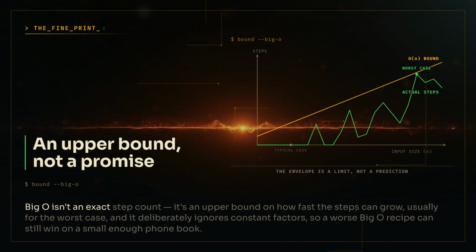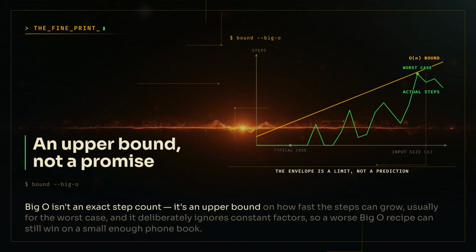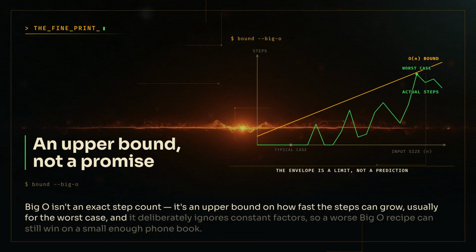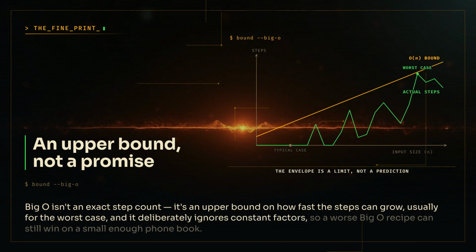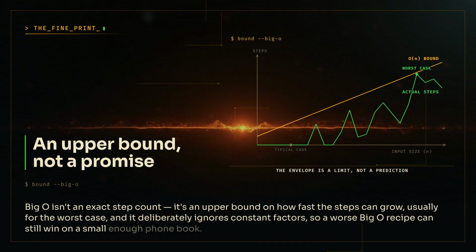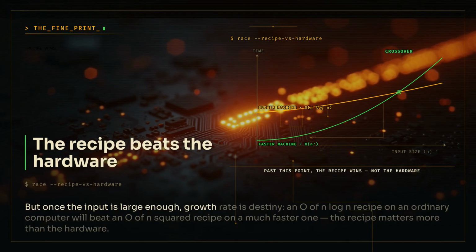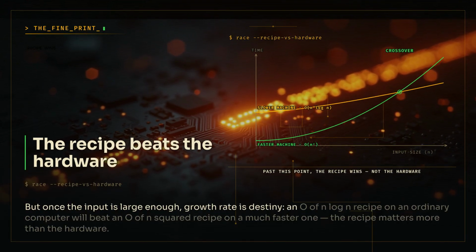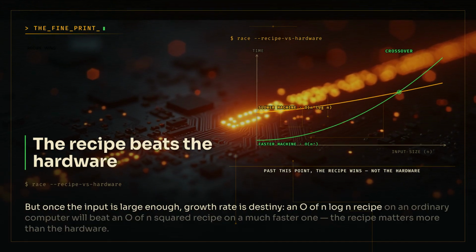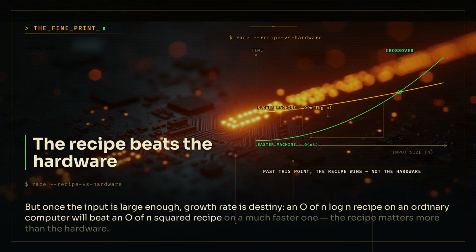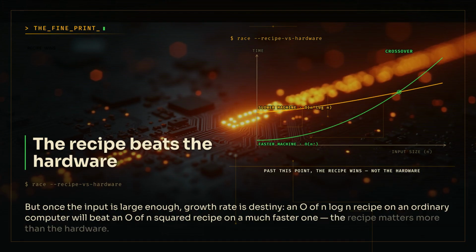Big O isn't an exact step count. It's an upper bound on how fast the steps can grow, usually for the worst case, and it deliberately ignores constant factors, so a worse Big O recipe can still win on a small enough phone book. But once the input is large enough, growth rate is destiny. An O of n log n recipe on an ordinary computer will beat an O of n squared recipe on a much faster one. The recipe matters more than the hardware.